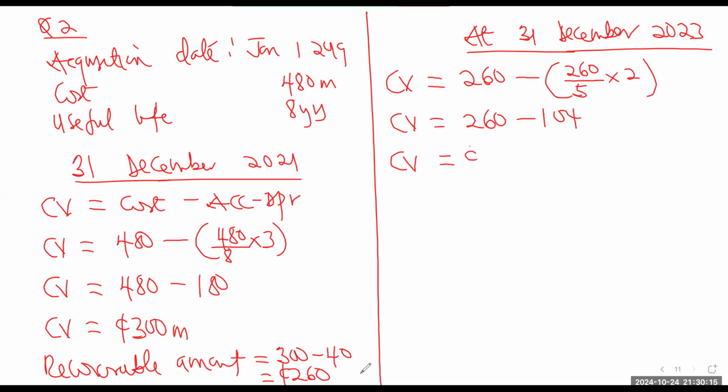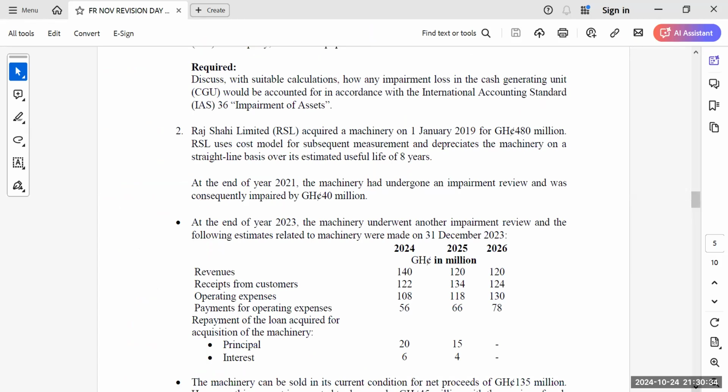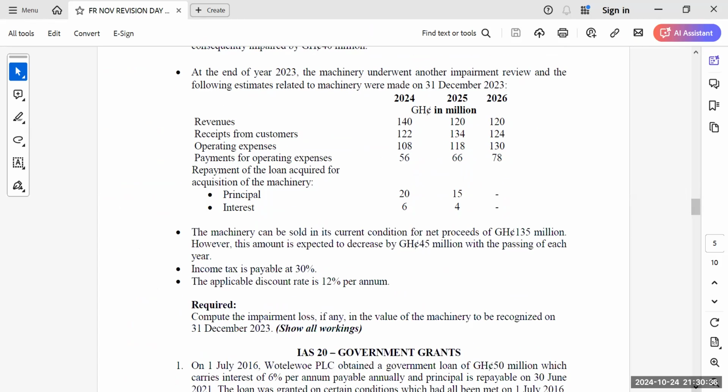So that will give us 156. So what do we have to do at this date? We have to determine the recoverable amount, isn't it? Yes, sir. So determining the recoverable amount is the problem now. The recoverable amount will be the higher of the net realizable value or the value in use. Let me show you the net realizable value here before we come to the value in use.